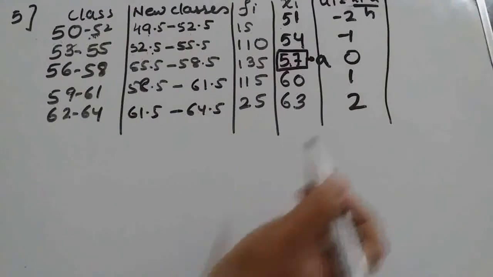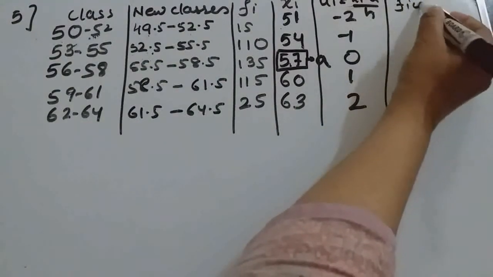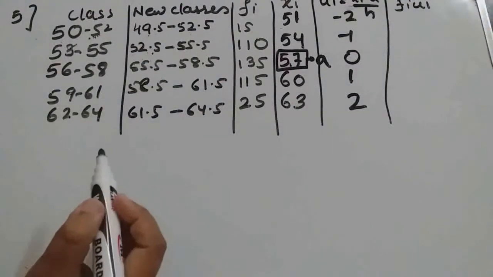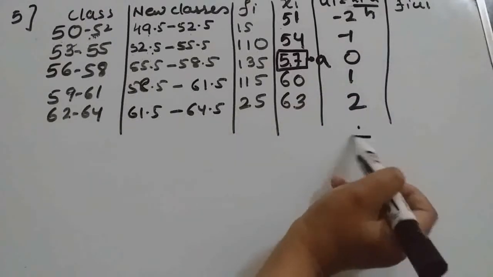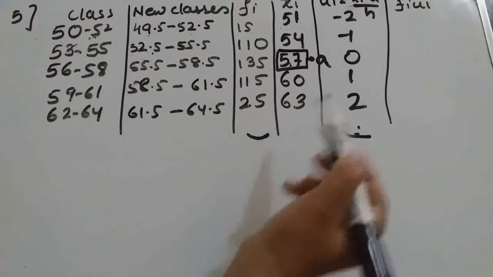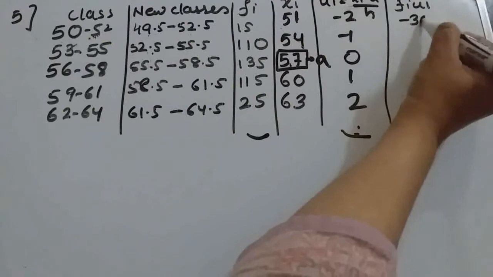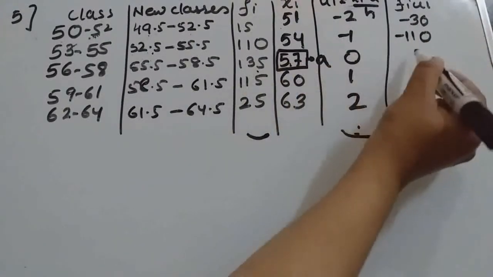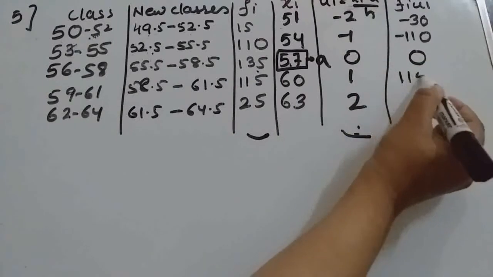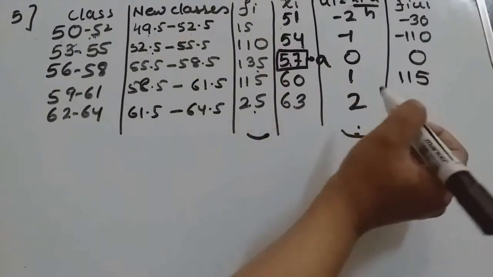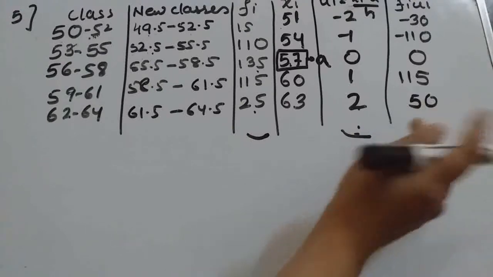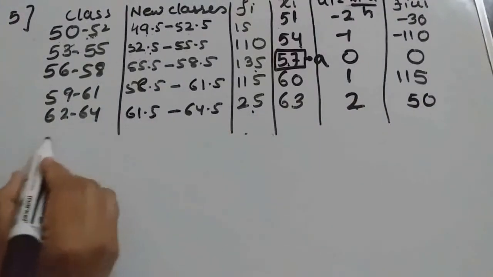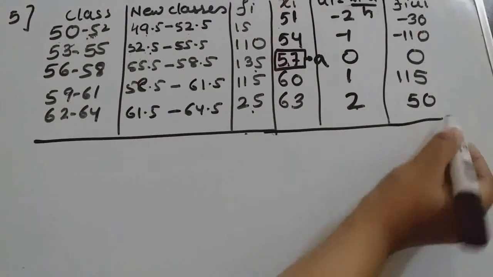Now the last column will be FiUi. Okay, so now this column and this column, FiUi. So minus 30 will come as the first value, minus 110, 135 into 0 will be 0. This will give 115, 25 into 2 is 50. Now find the total here.